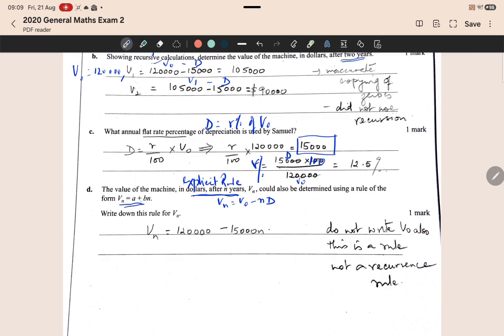Now they put plus here. They're just checking out, that's a general rule, okay? So because it's depreciation, it should be a minus. And so Vn is equal to V0, which we know is the initial value, minus 15,000, which is the depreciation, into n.